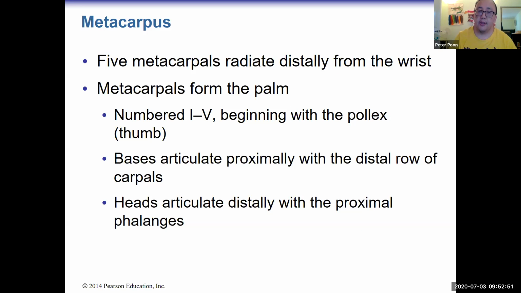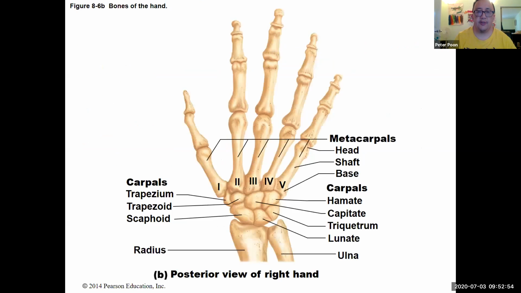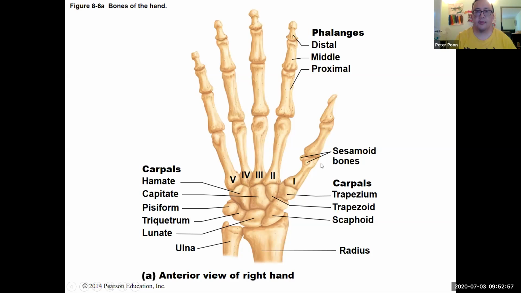All right. The phalanges. Phalanges are fingers. So you have 14 bones. You have 2 in the thumb, and then you have 3 in each of the fingers. Now, first thing, the singular of phalanges is not phalange. It's phalanx. Do not screw that up. An individual finger bone is called a phalanx.